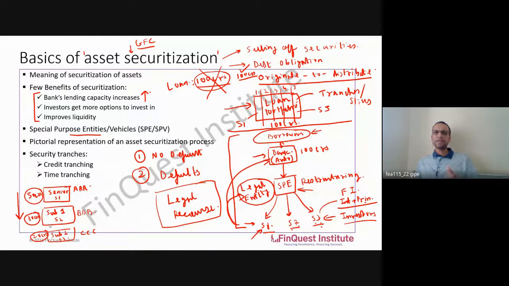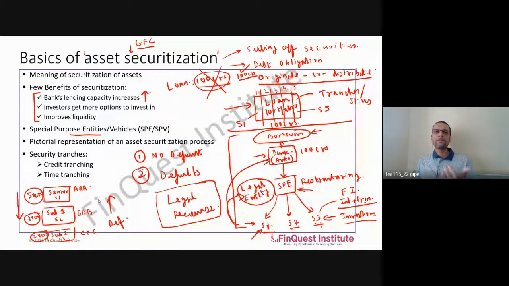Now let's see what happens in case of default. If your loan borrowers start defaulting, then the defaults are going to start hitting the cash flows which are due to all of these investors sitting in S1, S2, S3, right? So defaults will start in this direction. Your defaults will first be absorbed by S3, because that is the riskiest of those tranches, isn't it? So the first default will hit S3.